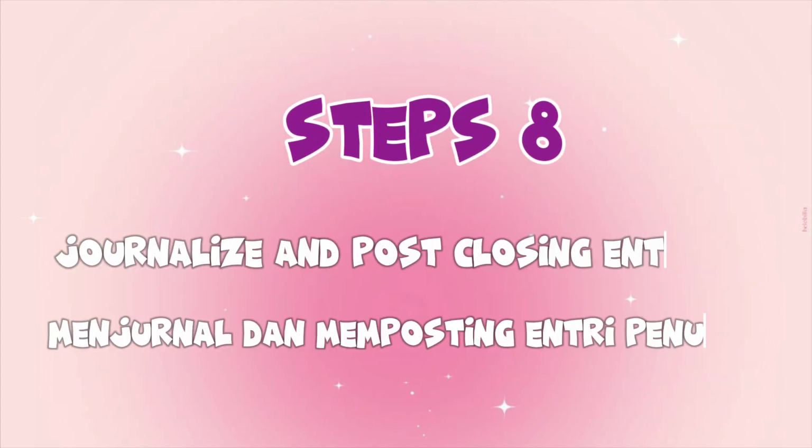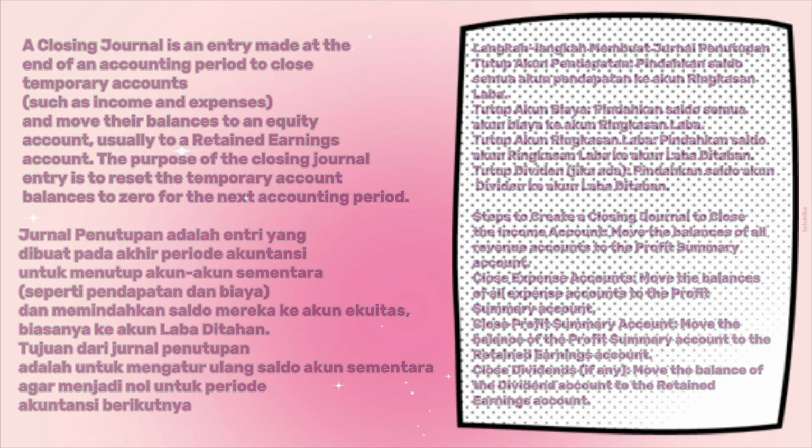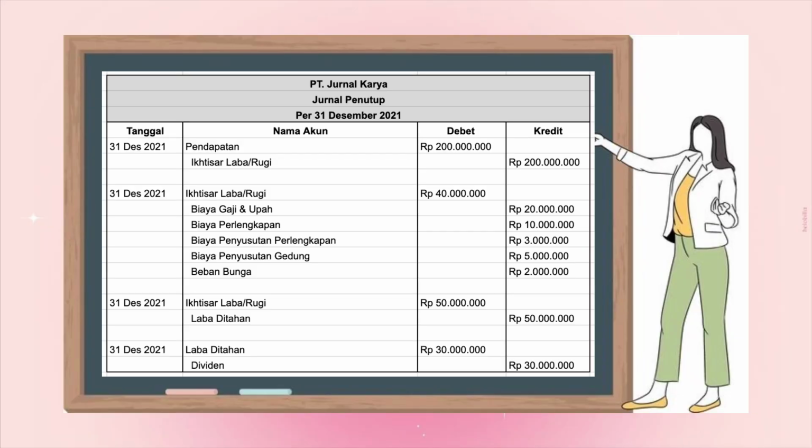Step 8. Journalize and post closing entries. A closing journal is an entry made at the end of an accounting period to close temporary accounts, such as income and expenses. The income account moves the balance of all revenue accounts to the profit summary account. Close expense accounts move the balance of all expense accounts to the profit summary account. Close profit summary account and close dividends.